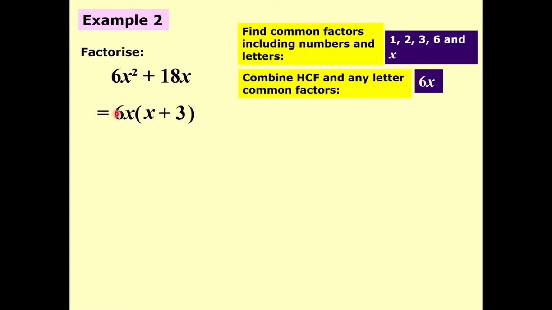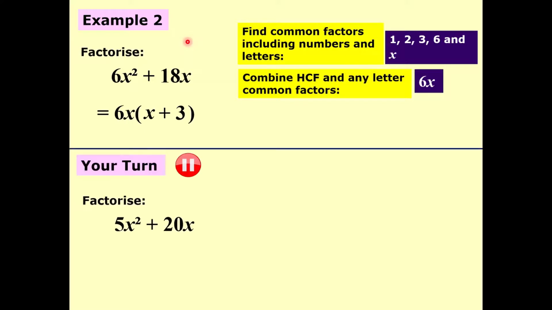And double check, 6x times x gives you 6x squared. Yep, 6x times 3 gives you 18x. Correct. Okay, so this time we're just dealing with our x squared term. So we've just got a common factor of x, because x squared means x times x. So again, using this example to help you, can you pause the video here and factorise 5x squared plus 20x?